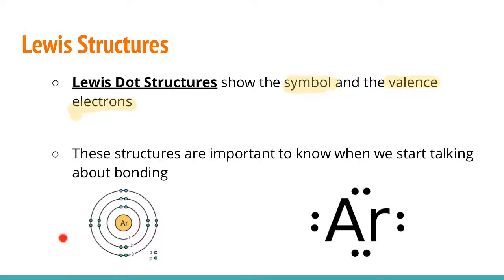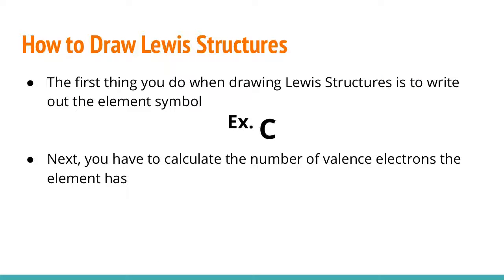Up to this point, we've talked about these models. These are called Bohr models. But now we're going to work with just the valence electrons to do the Lewis dot structures. I personally like the Lewis dot structures a lot more. They're really, really easy to draw, and they're much simpler than those Bohr models.